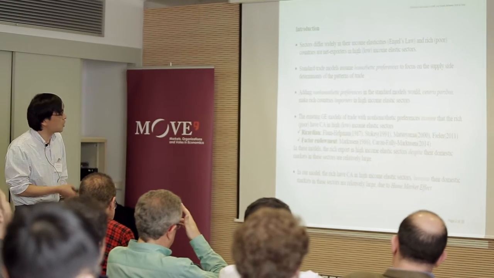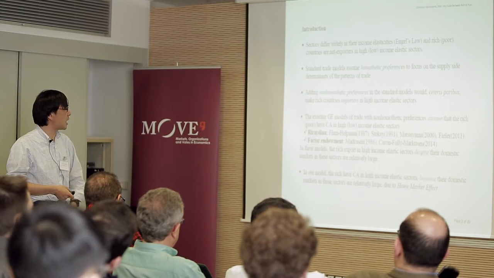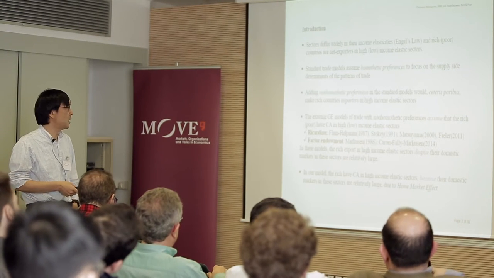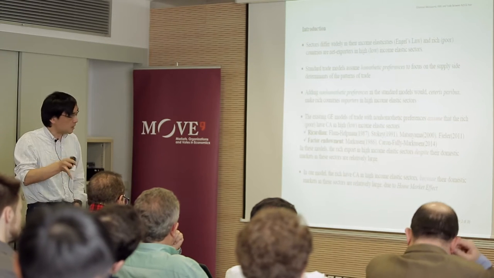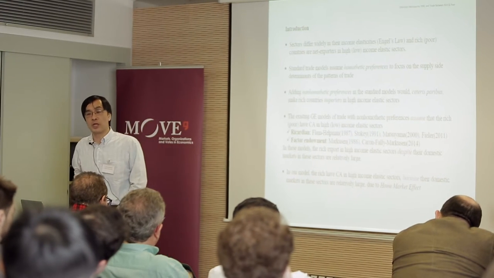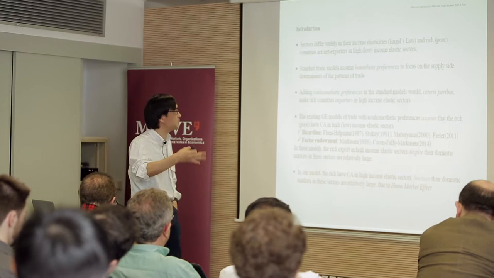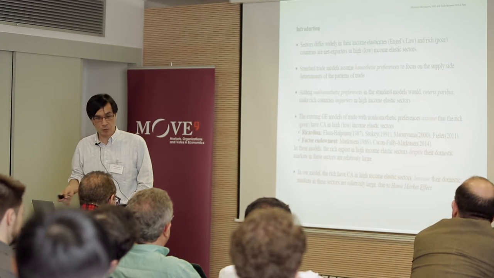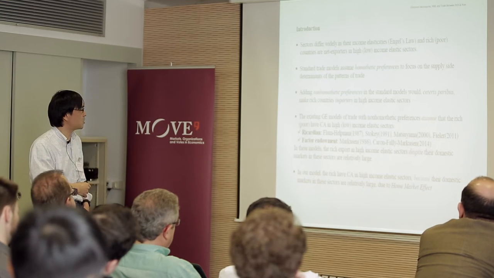Well, the standard trade models focus on the supply side determinants of the pattern of trade. And to focus on the supply side, they simplify the demand side by assuming homothetic preferences. In fact, they usually assume that every consumer has the same homothetic preferences. So there's no notion of different sectors having different income elasticities.